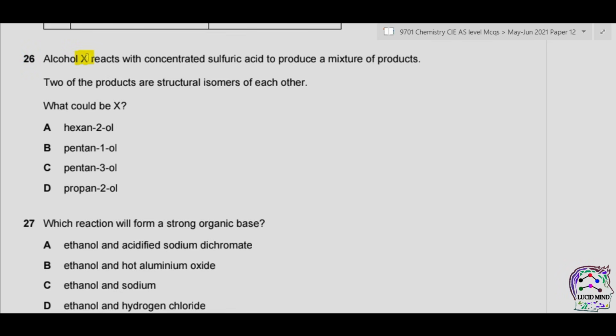Question 26. Alcohol X reacts with concentrated sulfuric acid to produce a mixture of products. 2 of the products are structural isomers of each other. What could be X? Now you should remember the reaction. Alcohol reacts with concentrated sulfuric acid to form alkene along with the removal of H2O. Structural isomers are those compounds that have the same molecular formula but different structures.